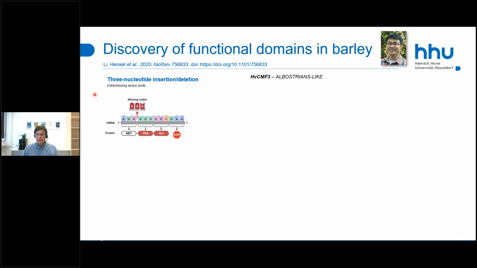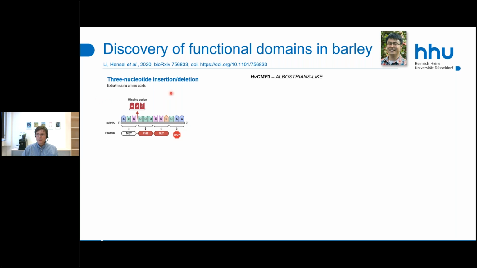Another outcome of this site-directed mutagenesis could be that you delete codons. So this means that you have a deletion of 3, 6, 9, 12 nucleotides. And therefore, you can alter your protein sequence without abolishing it. So you just take out one or several amino acids. And this can also be used for the discovery of functional domains. And again, in collaboration with the group of Niels Stein and Ming-Ju Lee.